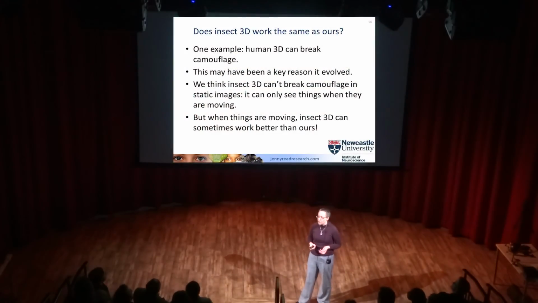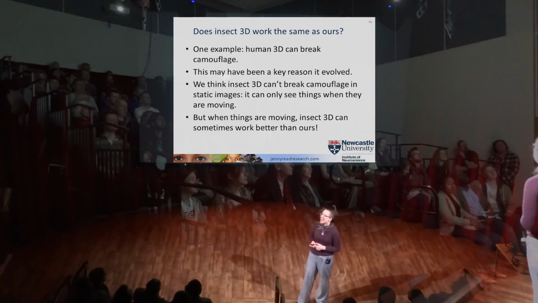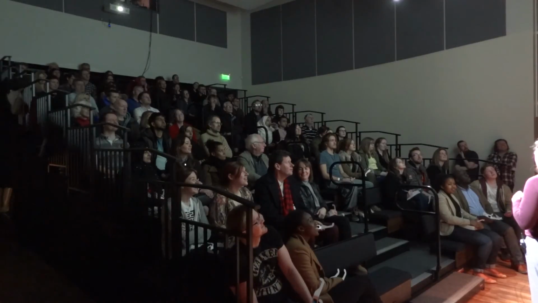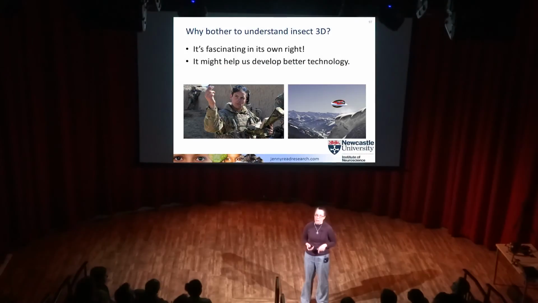So I think studying insect vision, as well as being fascinating in its own right, I hope you agree, could potentially have some spin-offs. So we have computer algorithms to do 3D vision, but they're mainly based on human 3D vision. And so they're kind of complicated and elaborate and can do all these amazing things like break camouflage. And that might be what you need for some applications.